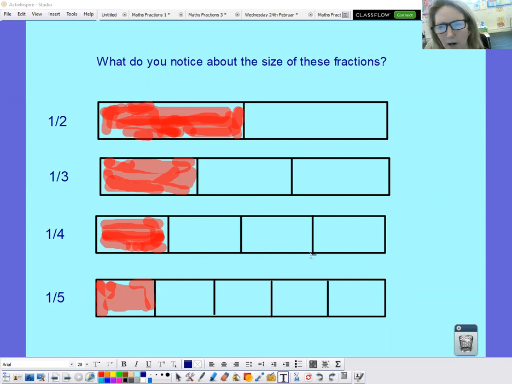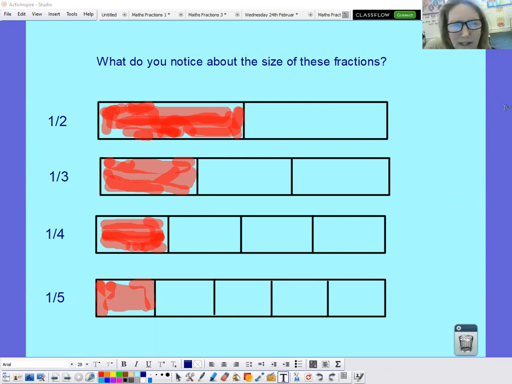The next one down, we've got a quarter shaded. We've got 4 equal parts and just one of them is shaded, so 1/4 is shaded. And in the bottom bar, we've got 5 equal parts and just one of them is shaded, so 1/5 of the bar is shaded. As the denominator, the number on the bottom of your fraction, gets bigger, what happens to the actual size of the fraction? I want you to all have a think. Look at the red shaded area and tell me what's happening to the size of the red shaded area as we look down the bar charts.